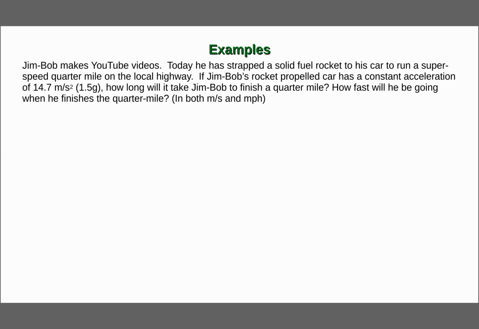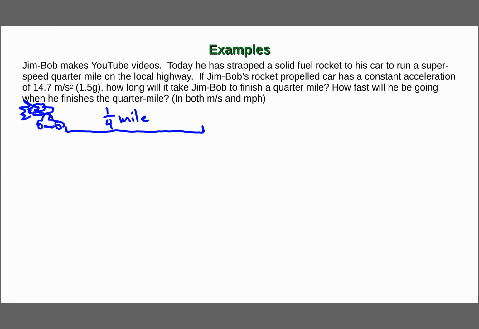So, what do we have here? We have Jim Bob, and he's got a rocket strapped to his car. So let's first draw the problem here. We have Jim Bob's car here, and Jim Bob has put a solid fuel rocket on this thing. Okay? Maybe we have some flames out the back. So here's Jim Bob's car. And he's going to run an American standard drag race quarter mile. So here's the setup.